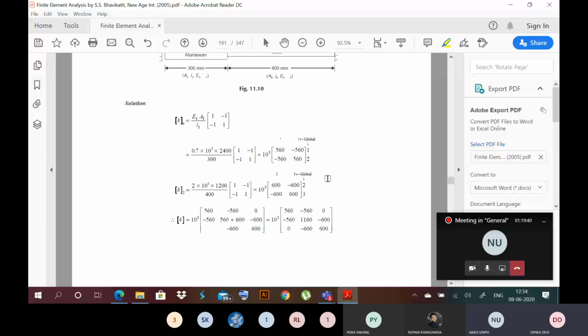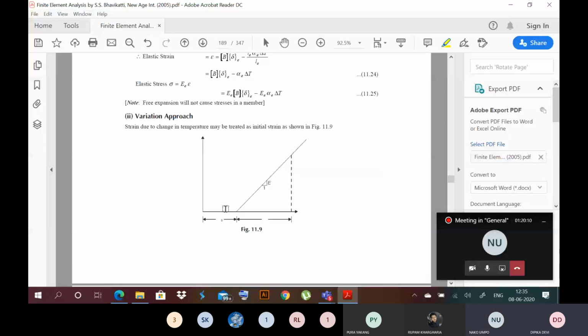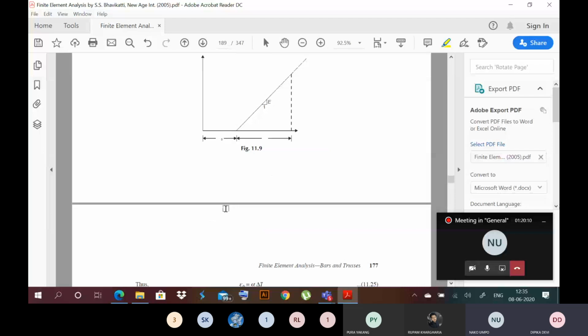I told this one, temperature stresses. Temperature stress is not included, not the tapered bar. So temperature stress is very simple, but I will not include it. The procedure is the same. So I tell you that this part I will not include. Understood? Not the tapered one. Okay.